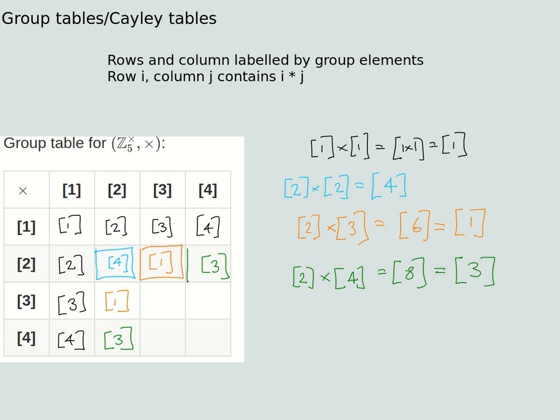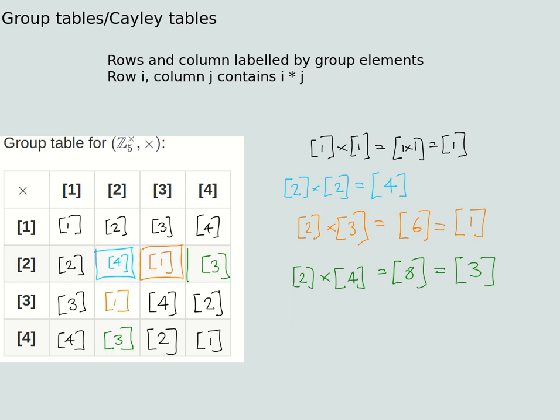Okay, last few. Well, 3 times 3 is 9. 9 is congruent to 4 modulo 5, so I can put a 4 here. 3 times 4 is 12, and that's congruent to 2 mod 5, so I can put a 2 here. 4 times 3 is 12, so I can put a 2 here. And lastly, 4 times 4 is equal to 16, and 16 is congruent to 1 modulo 5, so I can put a 1 here. And now I've completed my Cayley table.